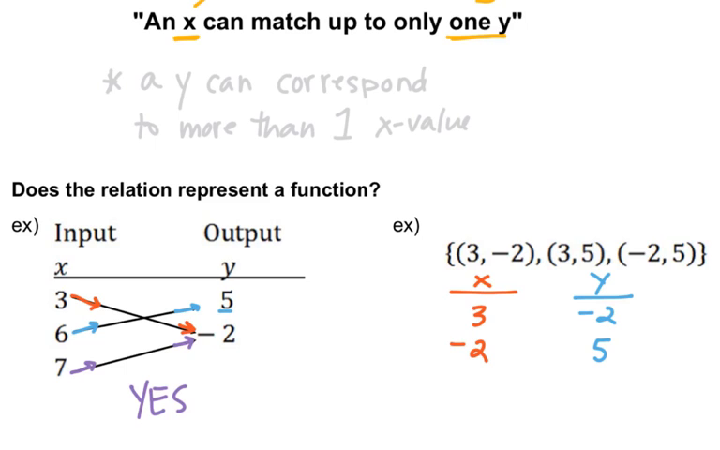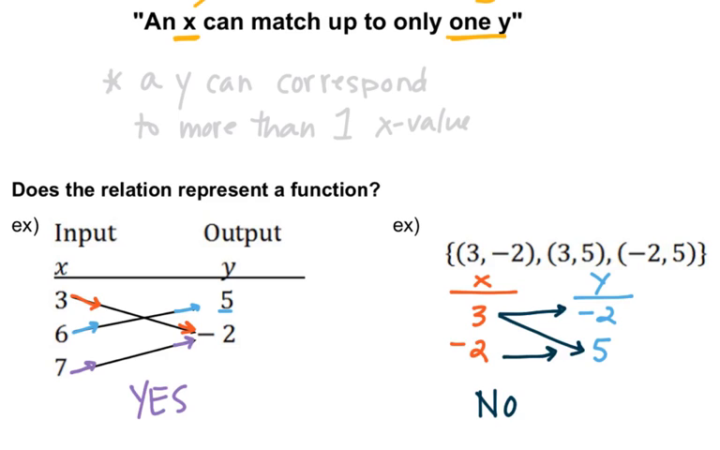So let's think about this. Well, 3 matches to -2, but 3 also matches up to -5. Since this singular x value corresponds to two different y values, we are going to say no, this is not a function. I could connect that extra little arrow in there, but that doesn't really make a difference. So one thing you want to notice is that a y can have multiple x's, but an x can only go to one y value.